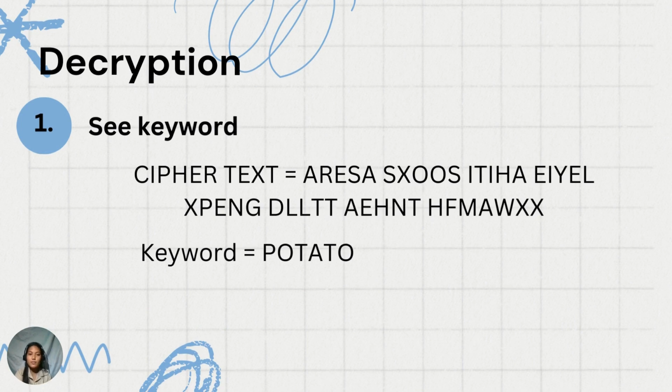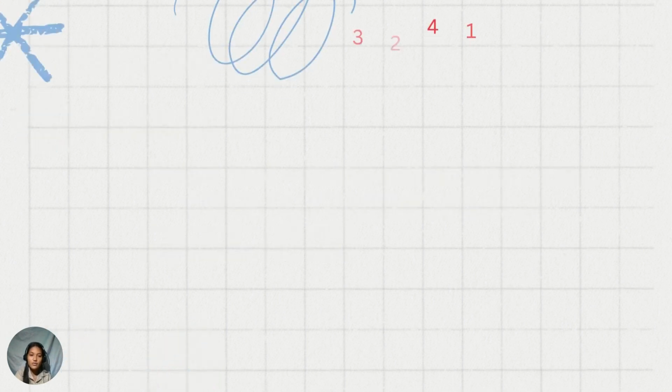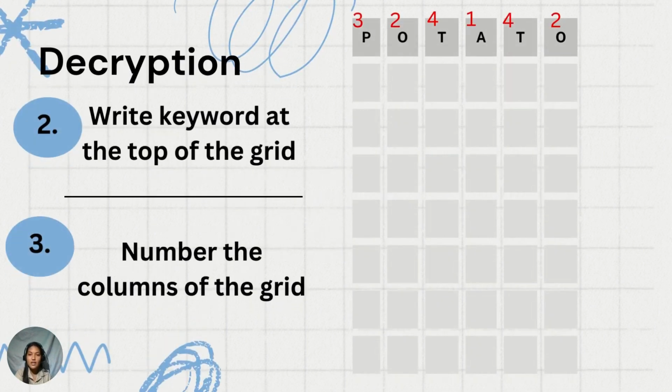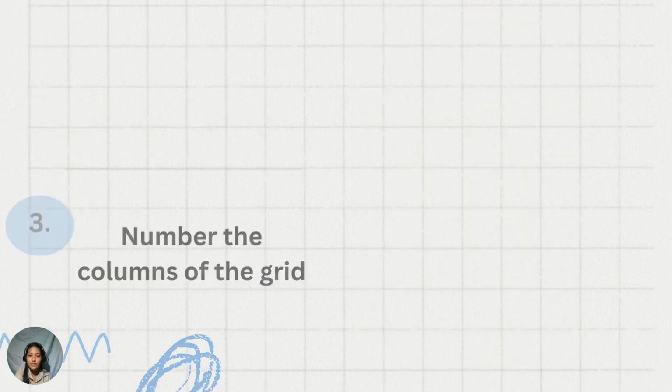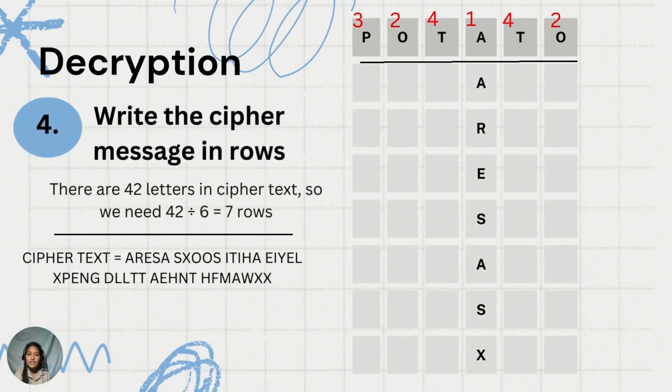So say for example, here is the ciphertext and the keyword. The keyword is potato, so first you have to write down the keyword on top of the grid and then number the columns of the grid just like what we did in the encryption process. Now we have to write the ciphered message in rows. In this example, we have 42 letters in the ciphertext and a 6-letter keyword. So we're gonna need 7 rows.